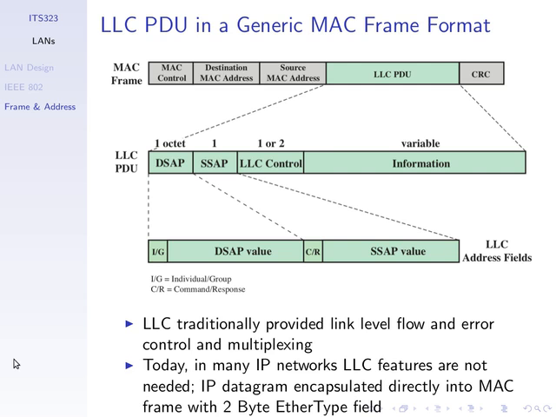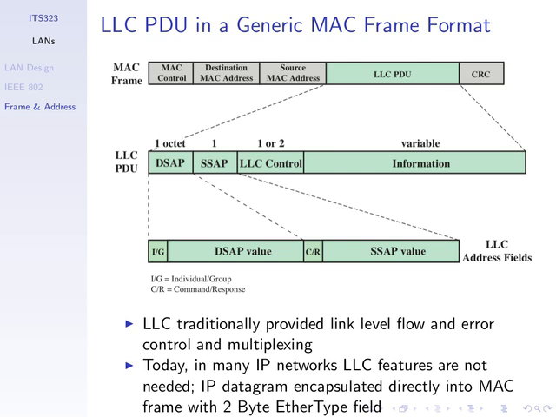This is the MAC frame at the top. It contains some control information, which is really used to indicate the start of the frame. We'll see the exact structure. A destination address: who are we sending this frame to? A source address: who is sending the frame? The logical link control protocol data unit, and the structure of that is shown here.